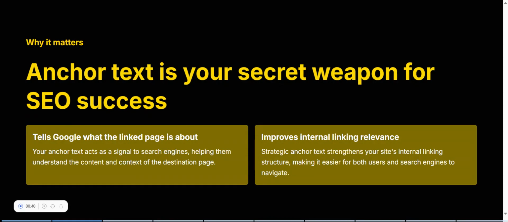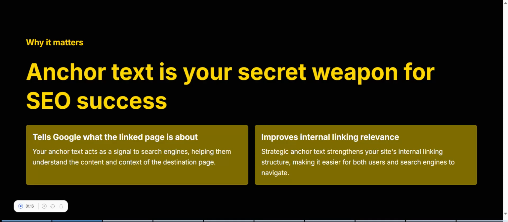So your anchor text acts as a signal to search engines, helping them understand the content and context of the destination page. And you want your search engines to be able to quickly identify and understand the pages that you are sending them to because it saves the crawl budget. Even in life, the less stress you give to someone, the more likely it is that that person is going to serve you. So think of it that way, that you are making the work of Google search engines easier.